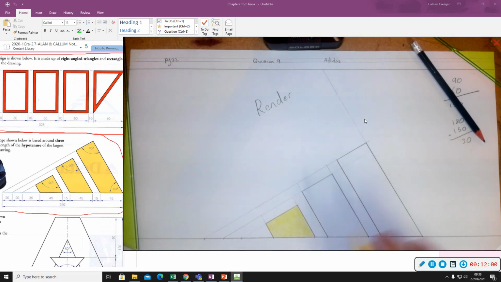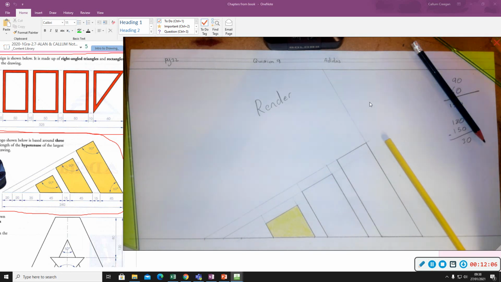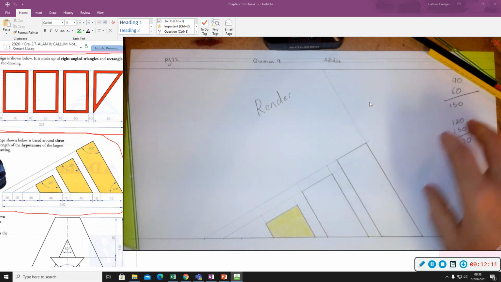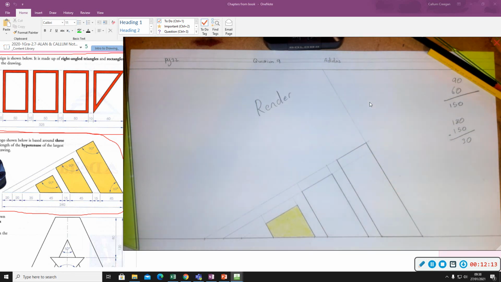Right, so I'm not going to do the rest of it, but I want you to colour it in. Again, have a look over the start of this video to see how a hypotenuse triangle is got.